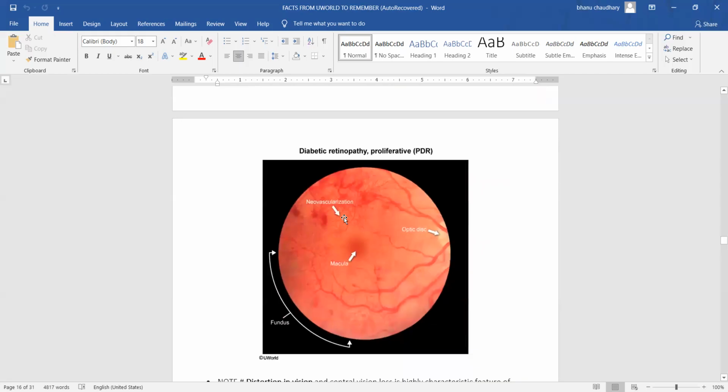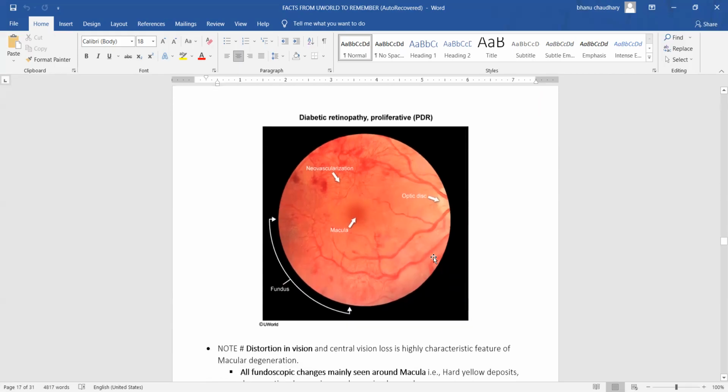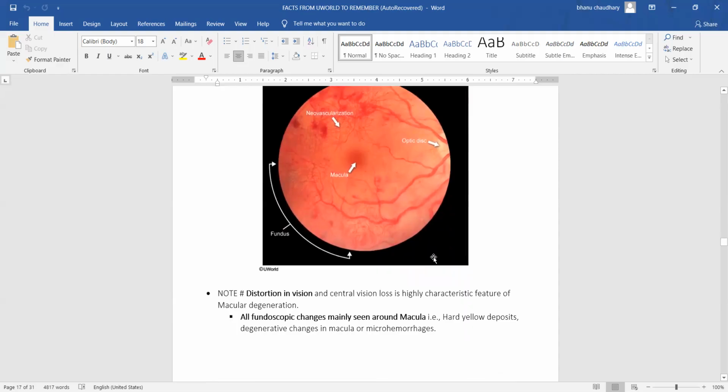As you can see, all this neovascularization is happening, and you can see all these hemorrhages also because of the neovascularization, right? And that is the macula. You are having this optic disc here. Okay, so that was about the diabetic retinopathy, non-proliferative and the proliferative type.